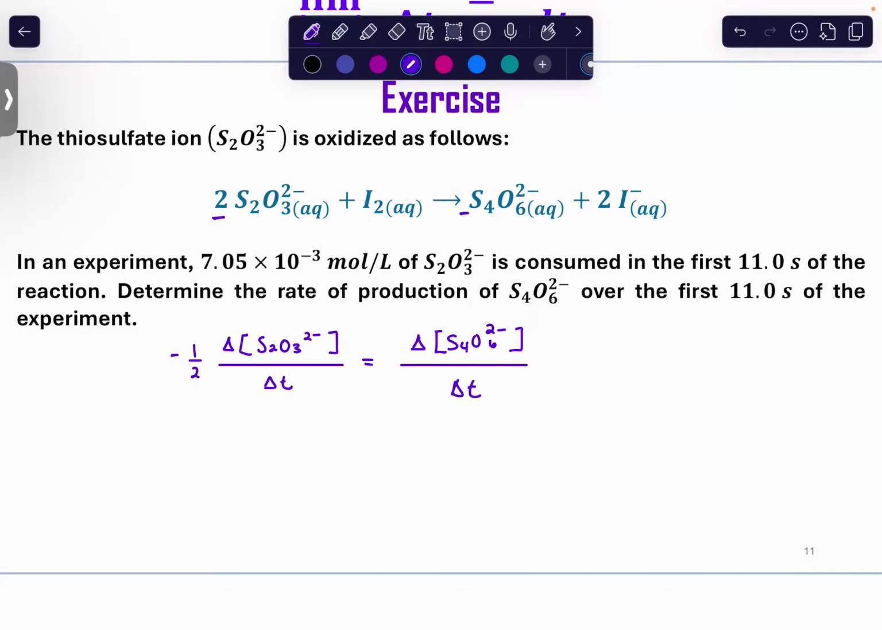Of course, you see the thiosulfate is negative. The S4O6 is positive because the thiosulfate is a reactant and the S4O6 is a product. Again, your reactants are going to have negative signs. Your products are going to be positive.